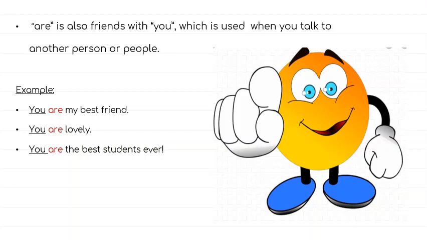So in the first 2 sentences, you are my best friend. You are talking with only one. You are lovely. It's also one. But in the last sentence, you are the best students ever. We are talking to many people.